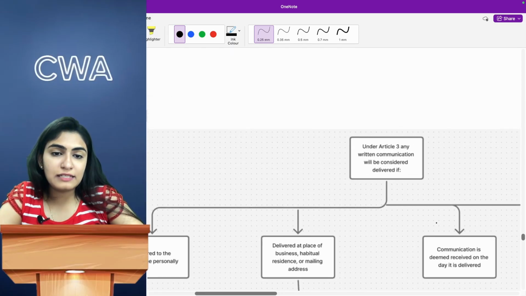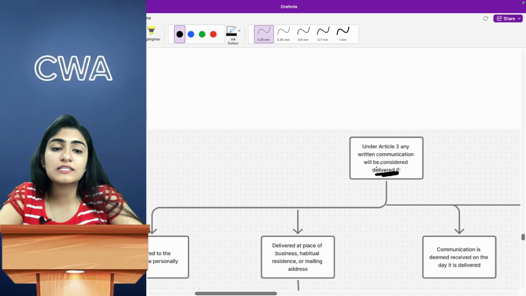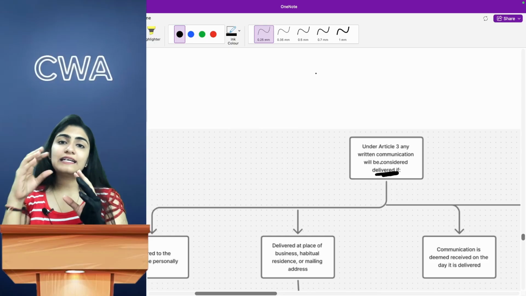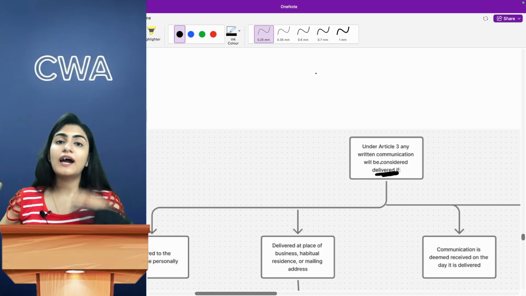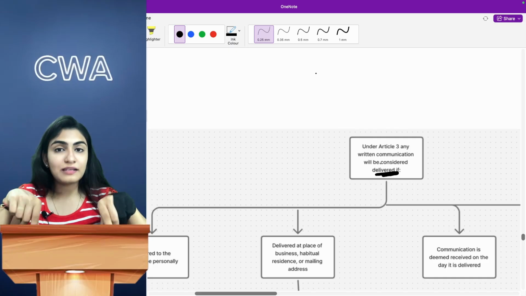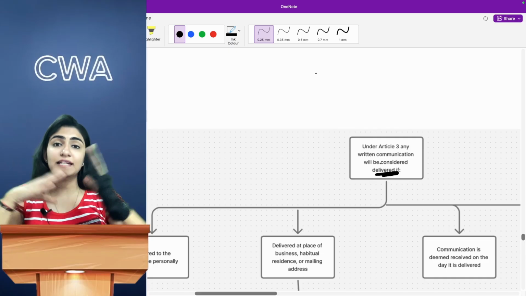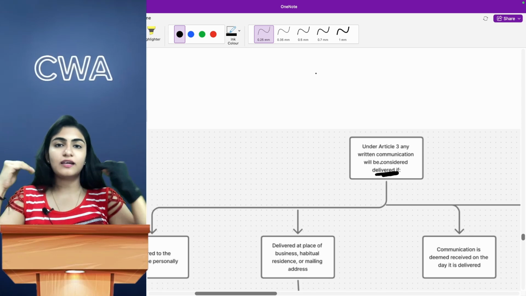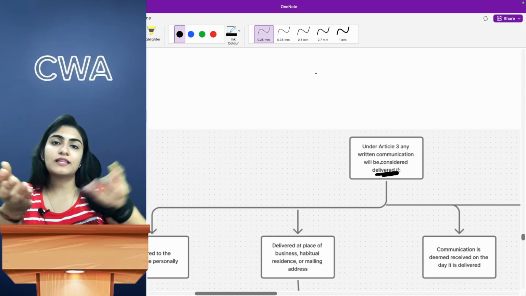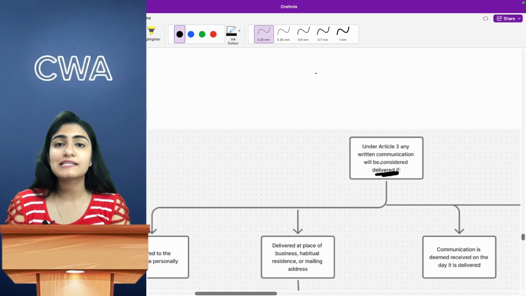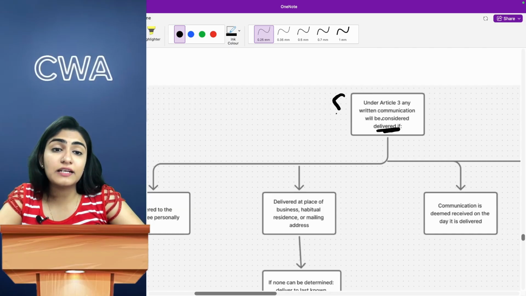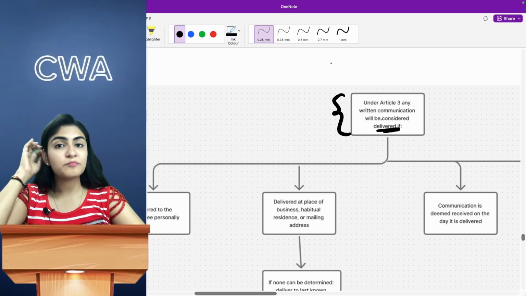Now, under Article 3, any written communication will be considered delivered if, let's say the agreement is made. As I said, let's say Mr. X resides in India and Mr. Y resides in UK. In this scenario, the written agreement is made while both the parties are separated, sitting a long distance apart. They both are not sitting face to face with a printout coming and both parties signing. That is not happening. So in such a case, the written communication will be considered as delivered, meaning, let's say Mr.